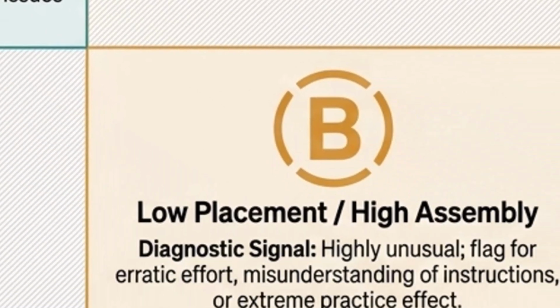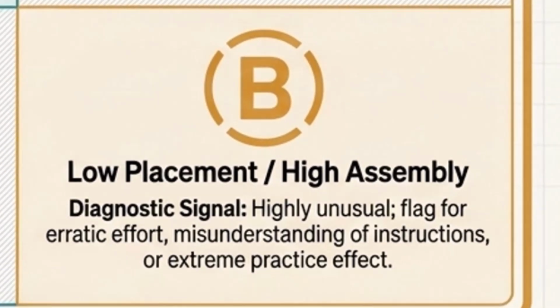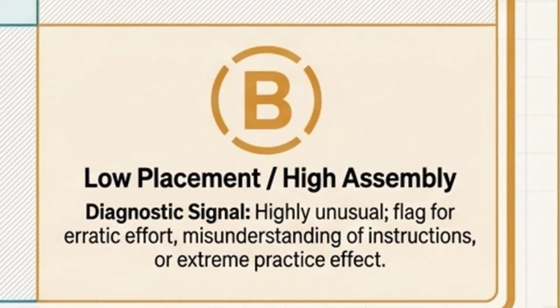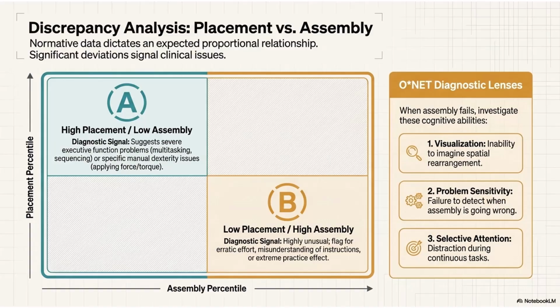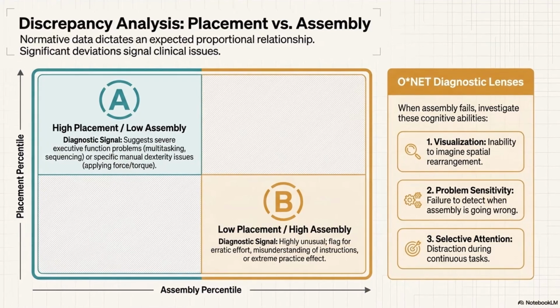Now look at quadrant B, low placement but high assembly. This is highly unusual. It's a red flag for erratic effort, a severe misunderstanding of the initial instructions, or an extreme practice effect. When assembly fails, we apply our O-net diagnostic lenses.